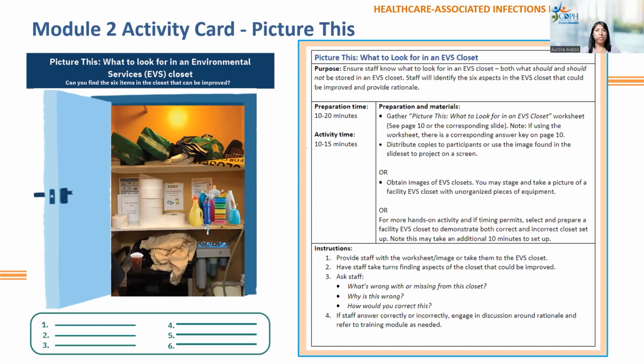After providing the staff with this worksheet, have them take turns finding aspects of the closet that could be improved. Make sure to ask your staff what's wrong with or missing from this closet, why this is wrong, and how they will correct it. If the staff answers correctly or incorrectly, engage in discussion around rationale and refer to the training modules as needed. It is important to note that all worksheets come with an answer key and provide rationale to support understanding.